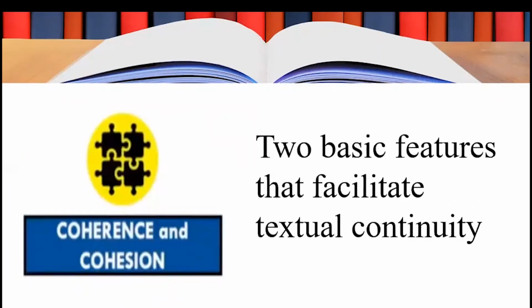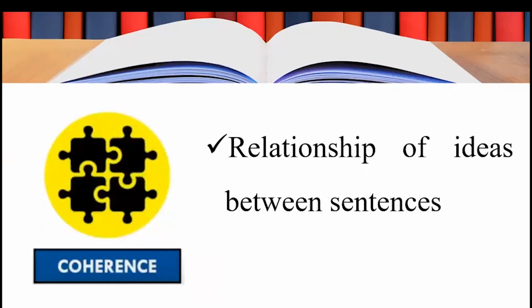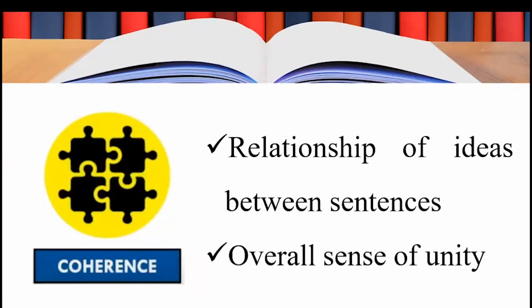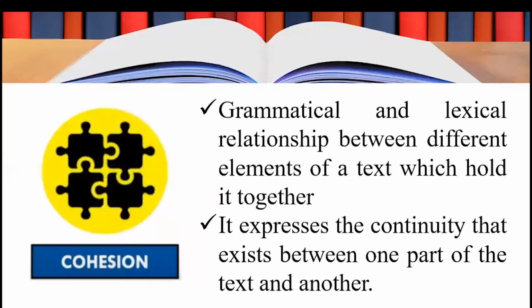These are the two basic features that facilitate textual continuity. Let's have first coherence. Coherence refers to the relationship of ideas between sentences in order for you to have an overall sense of unity. To do this, you have to begin each paragraph with a topic sentence. Next, we have cohesion. Cohesion refers to the grammatical and lexical relationship between different elements of a text which hold it together. It expresses the continuity that exists between one part of the text and the other.